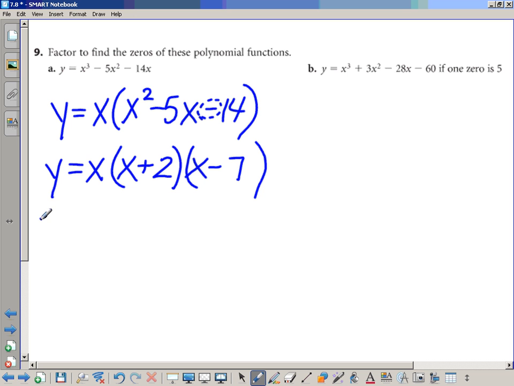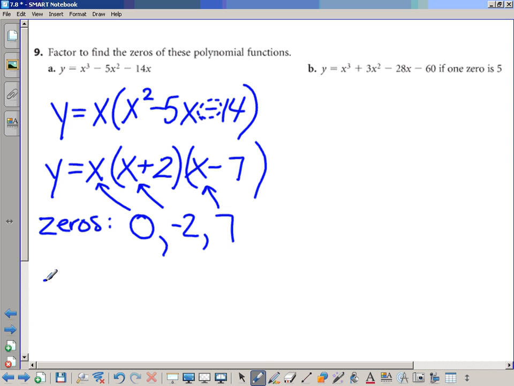So we have now factored it, and the zeros are, what would you put in here to produce 0? Anytime there's a lonely x out front, 0 is one of the zeros. What else? -2 and 7. All right? So that's 9a. Factor it. Those are the zeros.